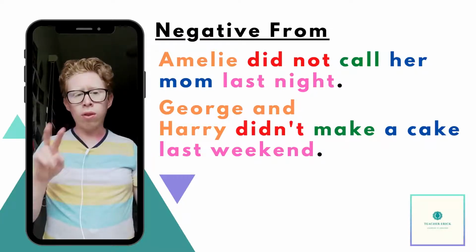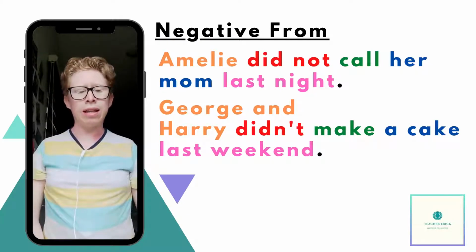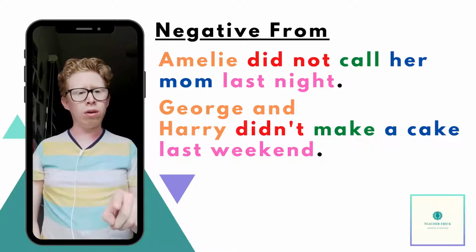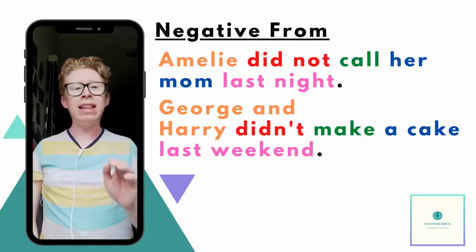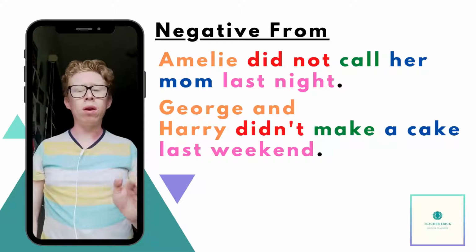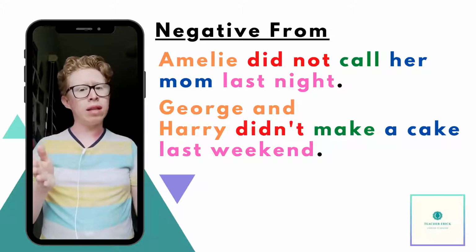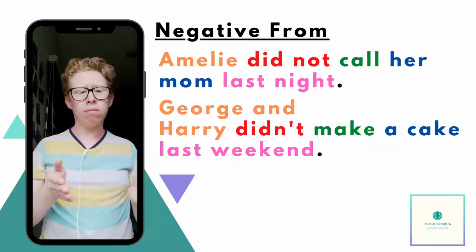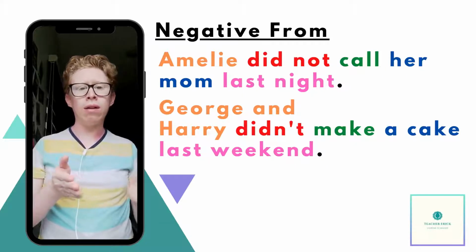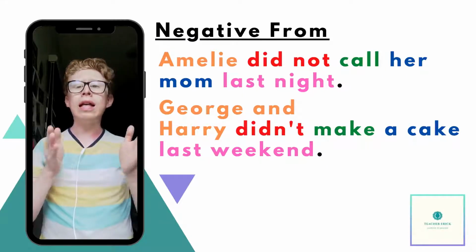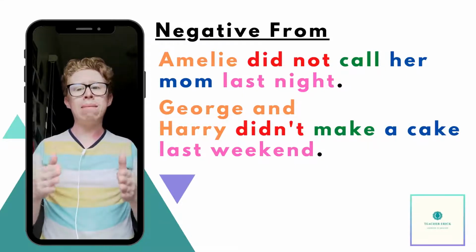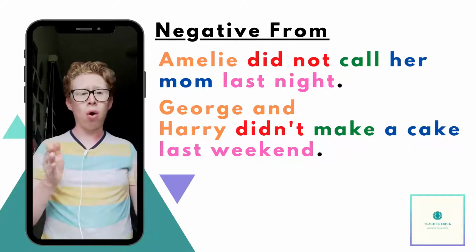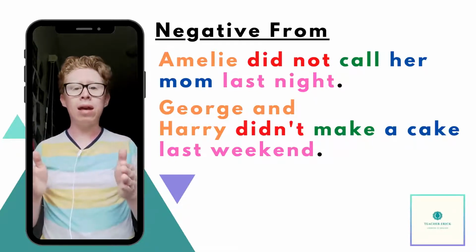The second important thing that we have to notice here is that the verbs, which are in green, are in the base form. We have a sentence that is negative in the simple past. We have the auxiliary, didn't or did not. So we need the verb in the base form. We have call and we have make.